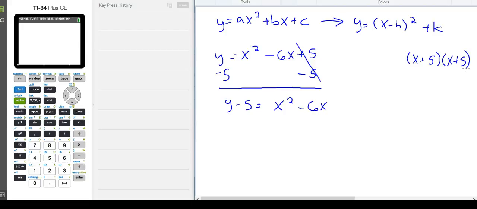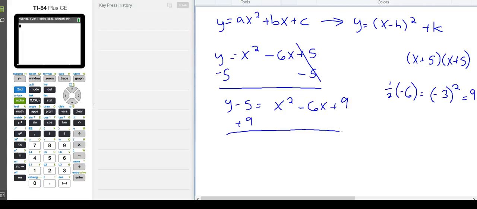In order to make x squared minus 6x into a perfect square polynomial, we're going to take 1/2 of b. b is always the coefficient of the x term. So we're going to take 1/2 of negative 6, and we're going to square that value. 1/2 of negative 6 is negative 3. We're going to square negative 3, we get 9. So we're going to add that value to both sides of the equation, plus 9 and plus 9.